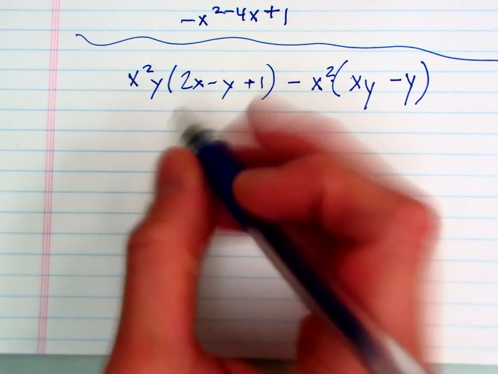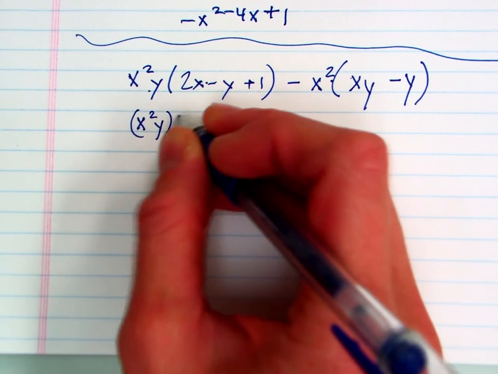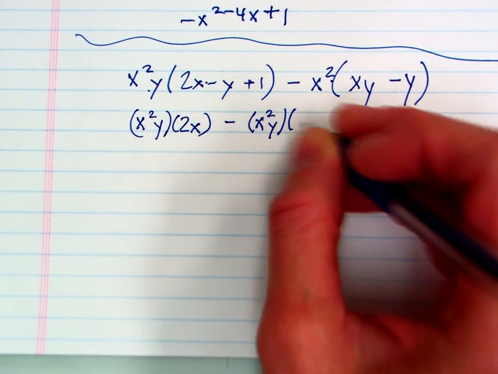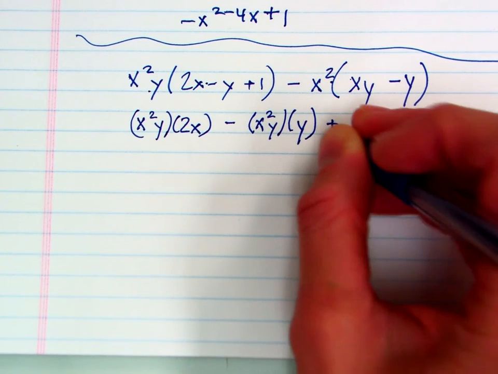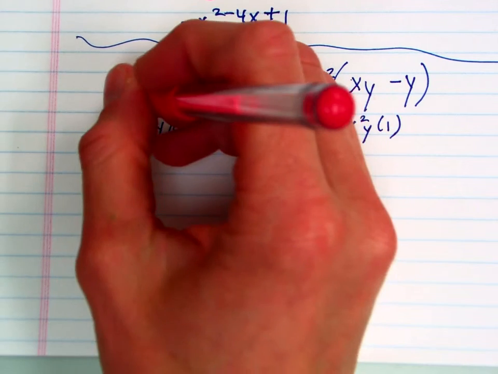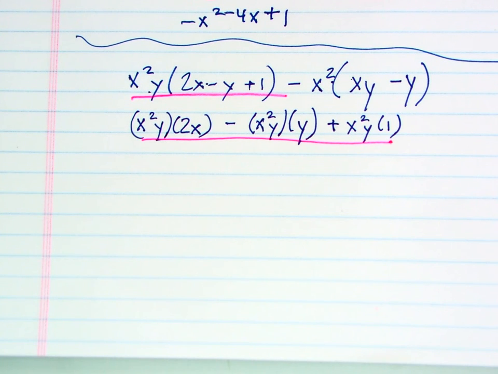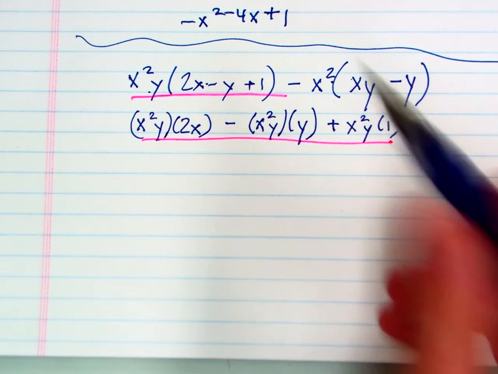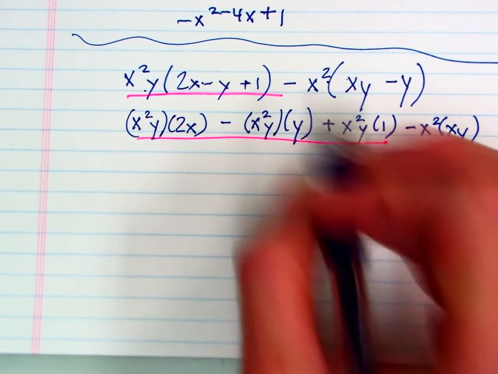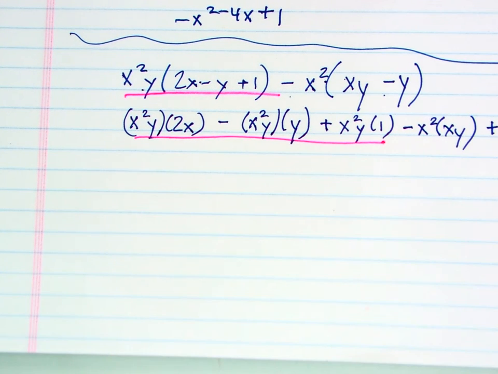So in this case, we have to distribute twice. First we'll distribute here. So we have x squared y times 2x minus x squared y times y plus x squared y times 1. So this is this whole piece right here. We just distributed the x squared y to each term. Then we move to do the negative x squared times xy, and a negative and a negative make a positive, so this becomes x squared times y. So that's this piece.